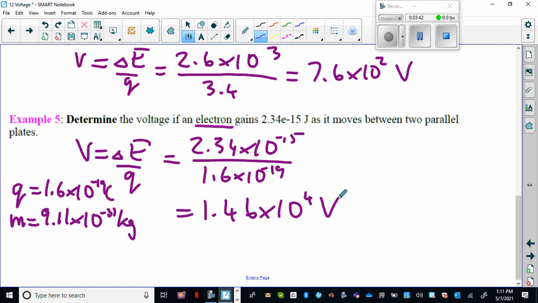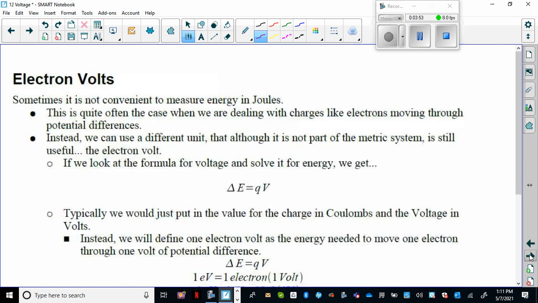Okay, so that's the basics of voltage. We get into more specific and more complicated problems in lesson 13. There's one other thing we need to do in terms of volts, and let's talk about electron volts, which are going to be confusing because people see electron volts and say, oh, that's a measure of voltage, is it not? No, no, no. Electron volts is a measure of energy. Sometimes it's not convenient to measure energy in joules, because you're dealing with very, very small amounts. So we've come up with this new way to measure energy, and that is with electron volts.